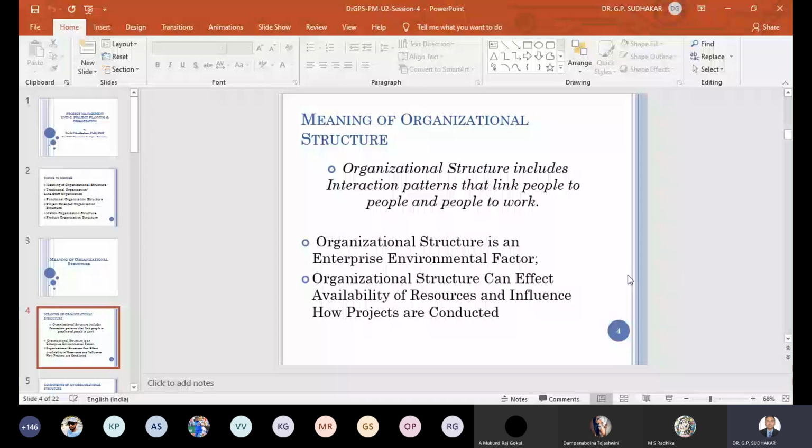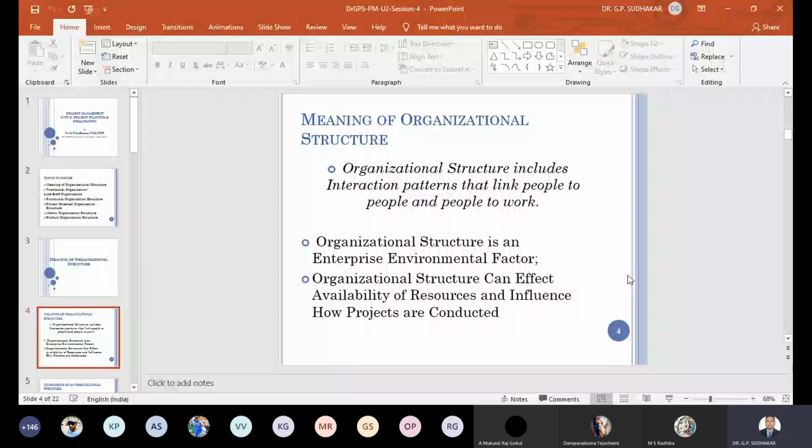See, organization structure decides the availability of resources to the project, and also it can influence the availability of resources to the project, right? Then how projects are conducted and executed is also evident from the organization structures.